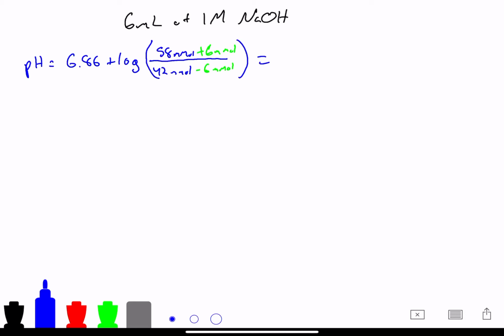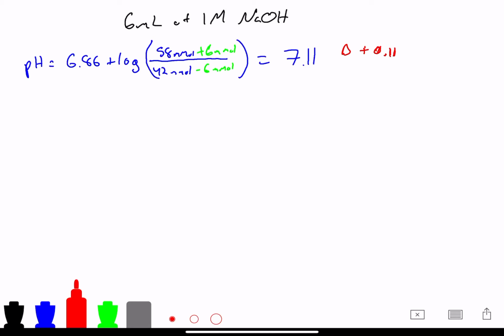Now when we solve for this, we find that the pH is going to be equal to 7.11, which is a change of positive 0.11 pH units, which is very, very small, which is acceptable for most biological systems.